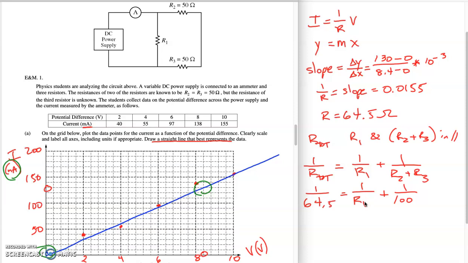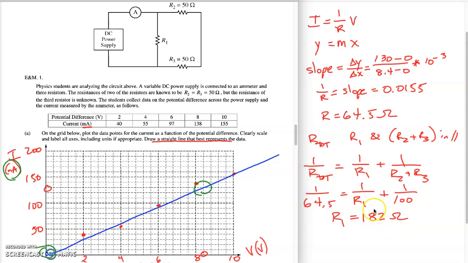So we need to do 1 divided by 64.5, or you can just use your slope again, minus 1 divided by 100. And then your last step, don't forget to take the reciprocal. And I'm getting 181 point fraction. So R1 equals 182, in my case, ohms.